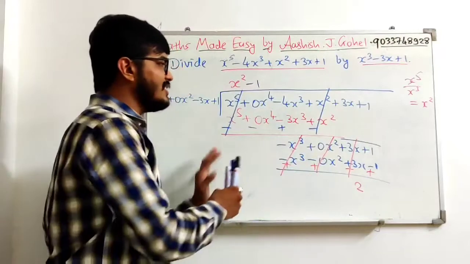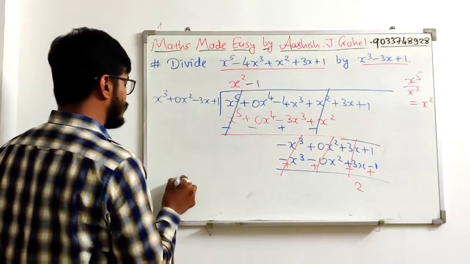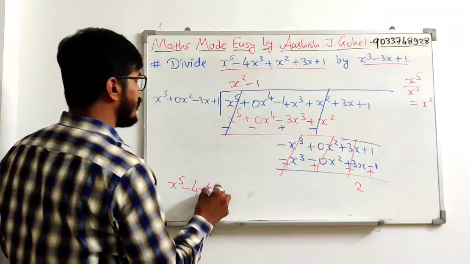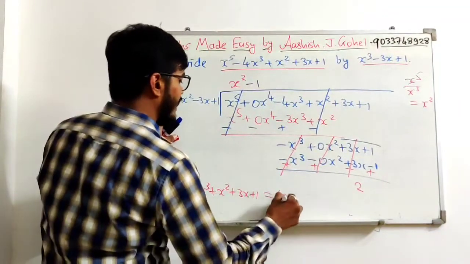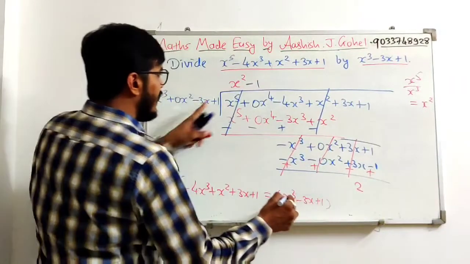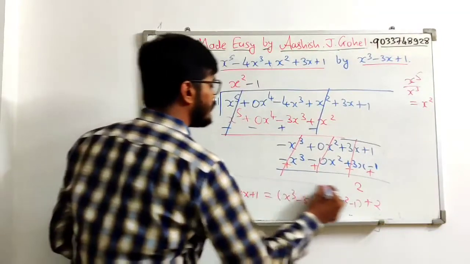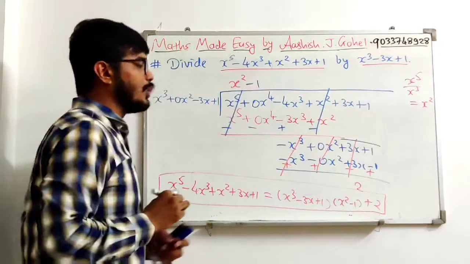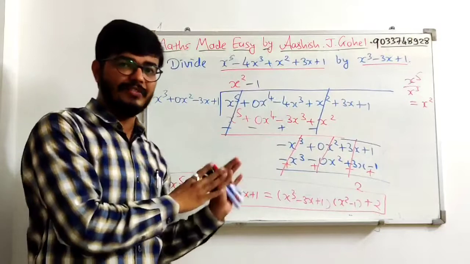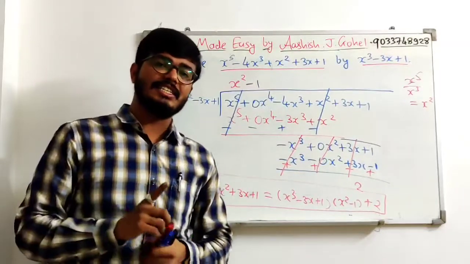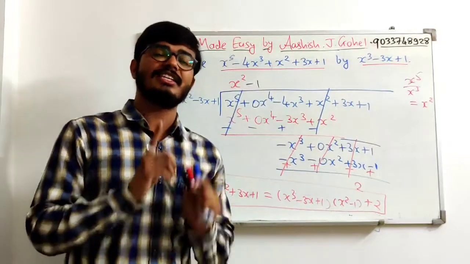Now if I want to write down the answer in terms of division algorithm, then how will we write down the answer? That x raised to 5 minus 4x cube plus x square plus 3x plus 1 is equal to this x cube minus 3x plus 1 into x square minus 1 plus remainder. So this will be your final answer in division algorithm. Okay? So I hope all of you understand this division of polynomial very well, and you need to practice exercise 2.3 from NCERT textbook class 10.